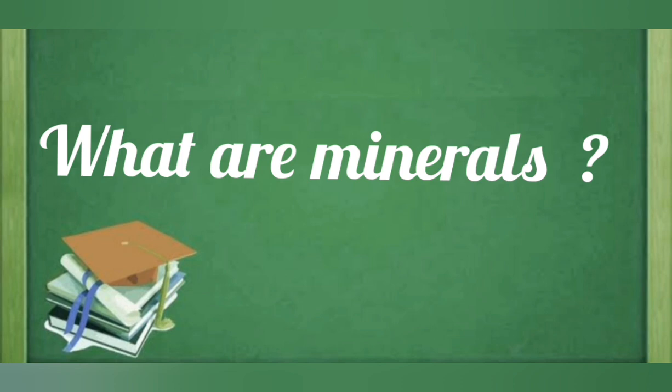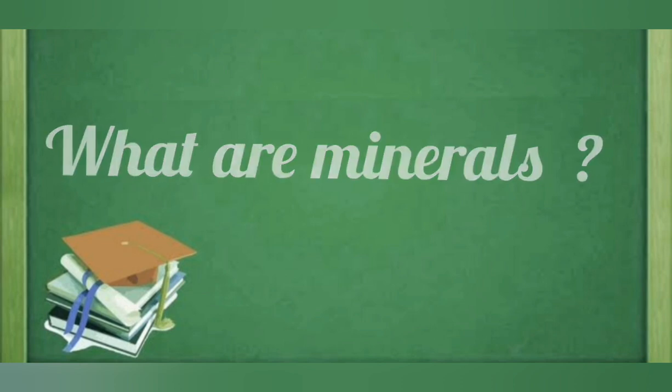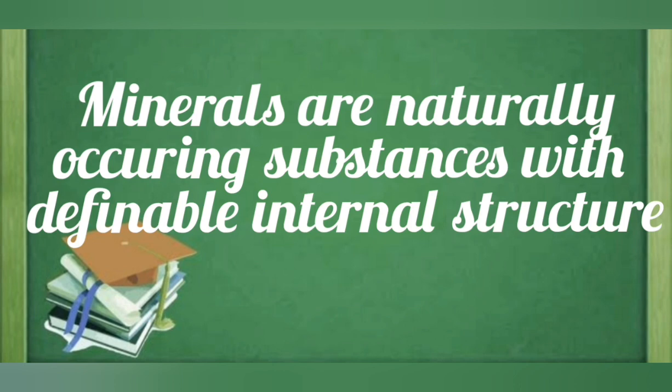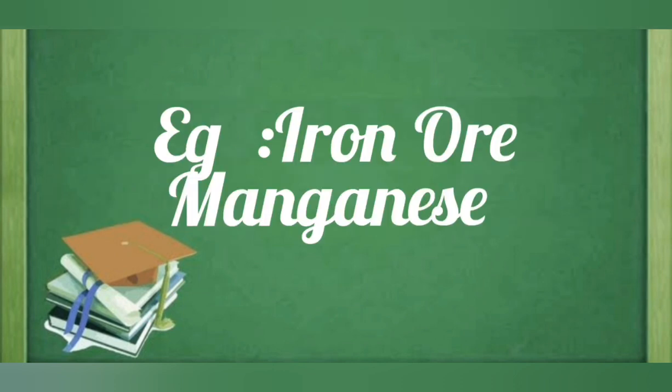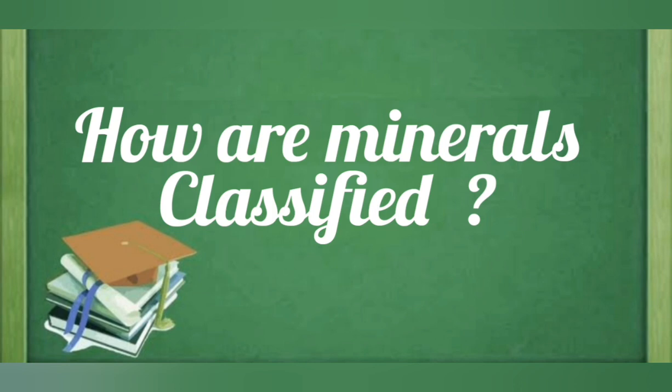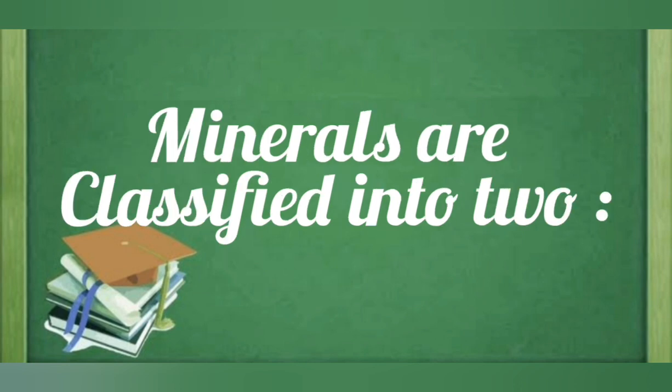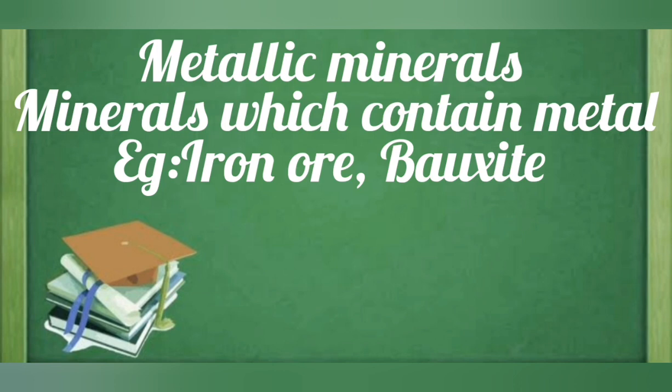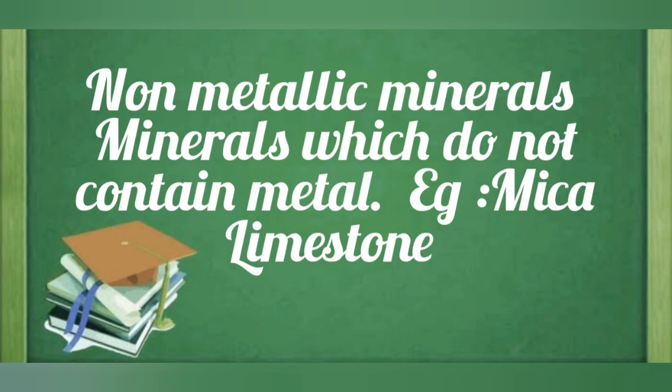First question, what are minerals? What do you mean by the term mineral? Answer: minerals are naturally occurring substances with a definable internal structure. For example, iron ore, manganese, etc. Second question, how are minerals classified? Answer: minerals are classified into two types. First, metallic minerals. Minerals which contain metal are called metallic minerals. Example, iron ore, bauxite. Second, non-metallic minerals. Minerals which do not contain metal are called non-metallic minerals. For example, mica, limestone.